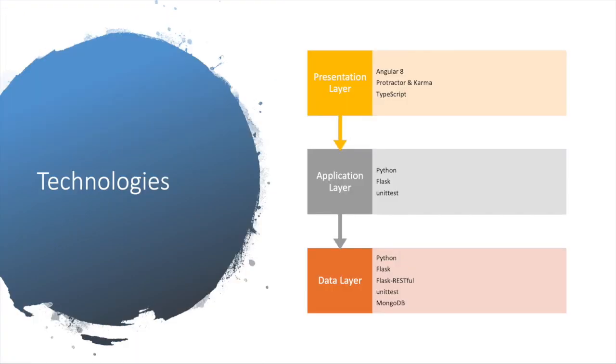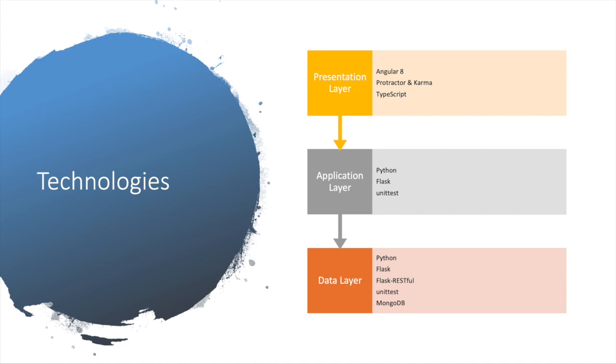As you'll see in the following slide, we chose to split our application into 3 layers: a presentation layer, an application layer, and a data layer. We chose to write the presentation layer in Angular 8. Angular is a popular JavaScript-based open-source front-end web framework mainly maintained by Google. It has an MVC-based architecture which supports two-way data binding. For testing, we're using Protractor, an end-to-end Angular test framework. To run those tests, we're using Karma.